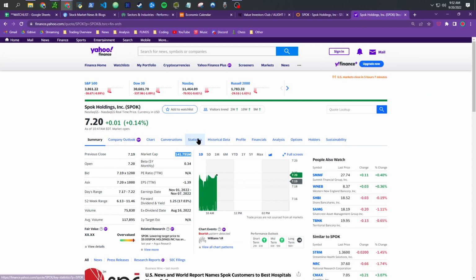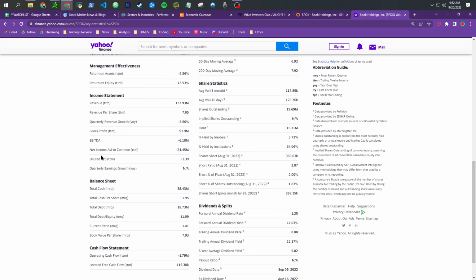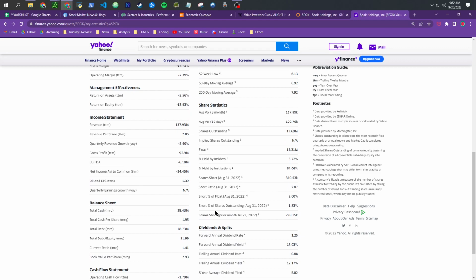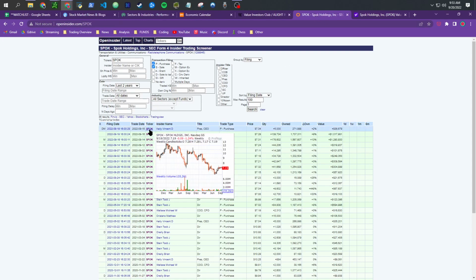Okay, so this is really interesting because it's a very small company and there's a ton of buying. Okay, so I'll have to go into this later. Short interest looks low. What is the float? Just 15.31 million. And the stock has just been kind of doing nothing for the past month. Hit a low of, looks like, $6.13.